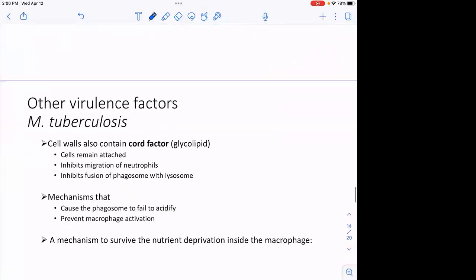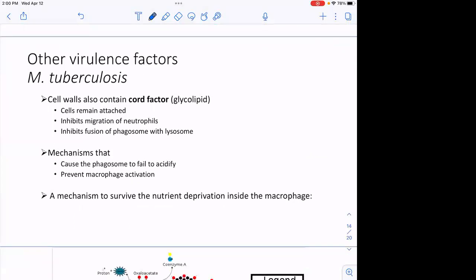Okay. Other virulence factors, there's a glycolipid that is referred to as cord factor. And for a long time, we didn't really understand what cord factor did, but when we made mutants of this organism without cord factor, they didn't cause any infection at all. And the cells didn't clump together. So they're really small bacilli, and they tend to cord together like this in a characteristic way.